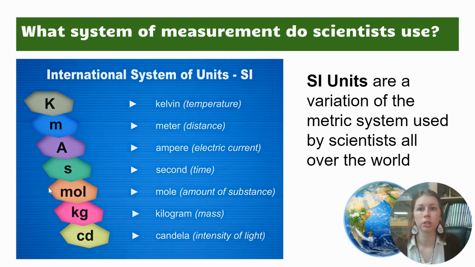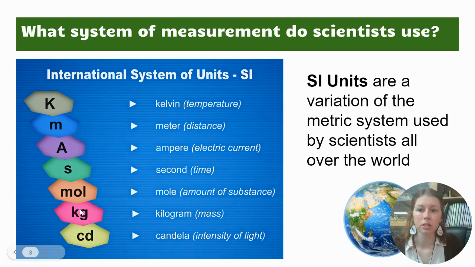So what should we use? It's called the SI units. It's International System of Units. That's what SI stands for. It's French, so it's like Système International. But it's a variation of the metric system used by scientists all over the world. So no matter where you are in the world, if you're doing science, you should use these units.